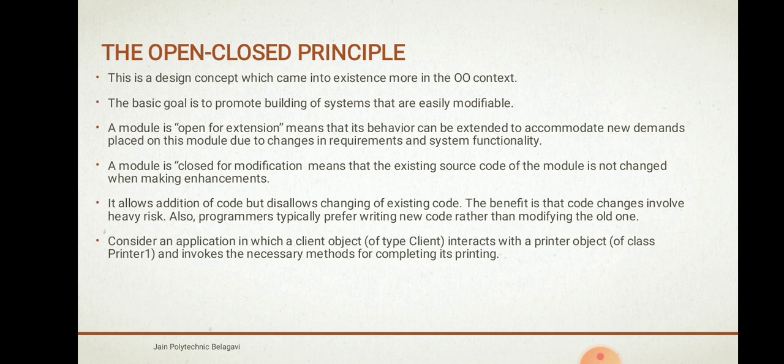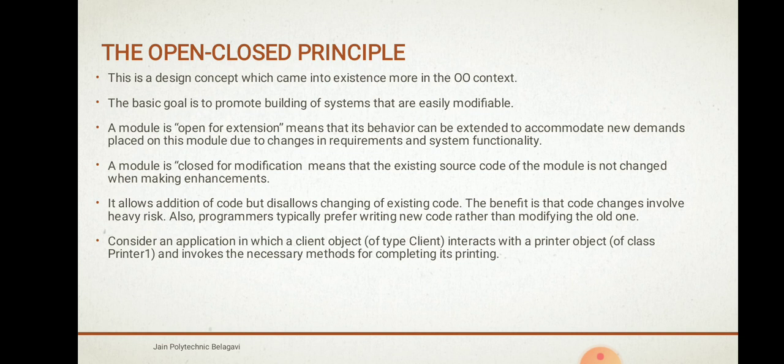A model is closed for modification means that the existing source code of the model is not changed when making enhancements. It allows addition of code but disallows changing of existing code, which means we cannot modify the existing code, but we can allow addition of code.